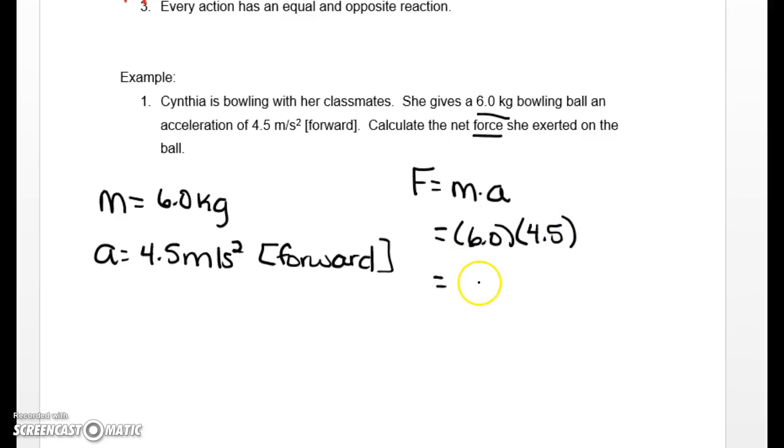So if you multiply those two numbers together, you should get 27, which does, once again, account for our significant digits, because here we have 2 significant digits, here we have 2 sig figs, so our answer there should have 2 sig figs. So here we have 27. We also do need to talk about our units, and we need to give it a direction because your force is a vector quantity. So our units for force are newtons. And the direction is the same as your acceleration, so it should be forward here as well.